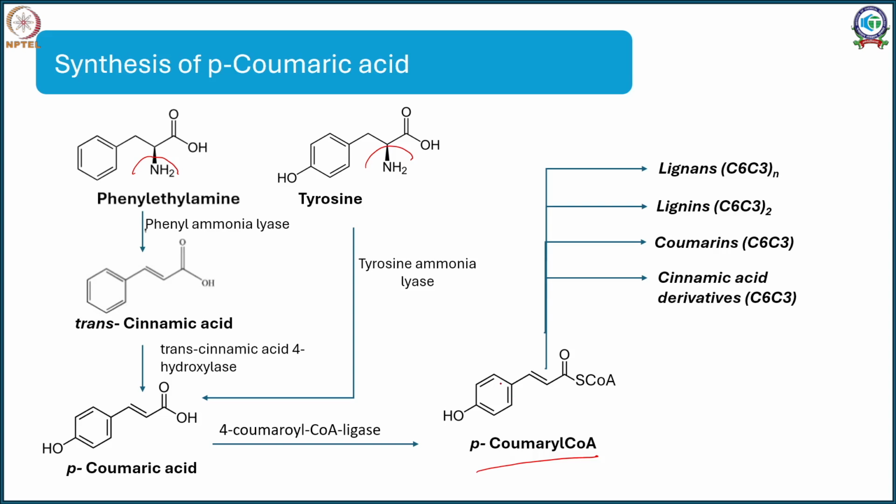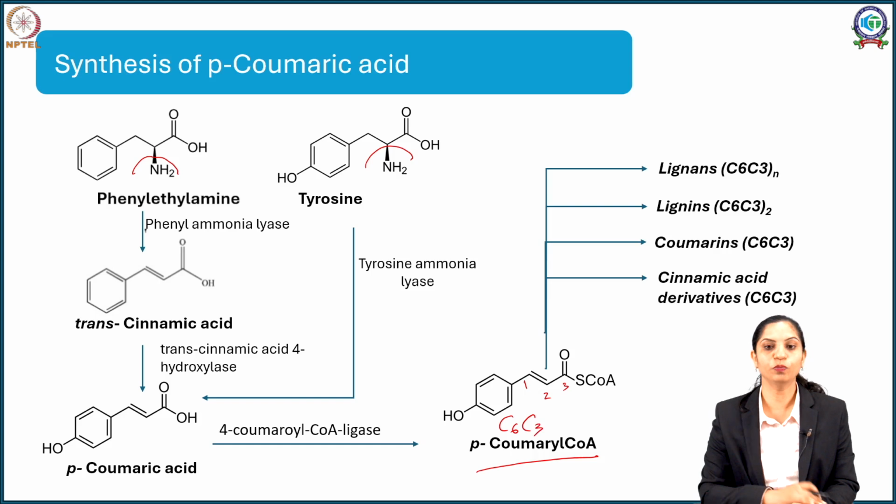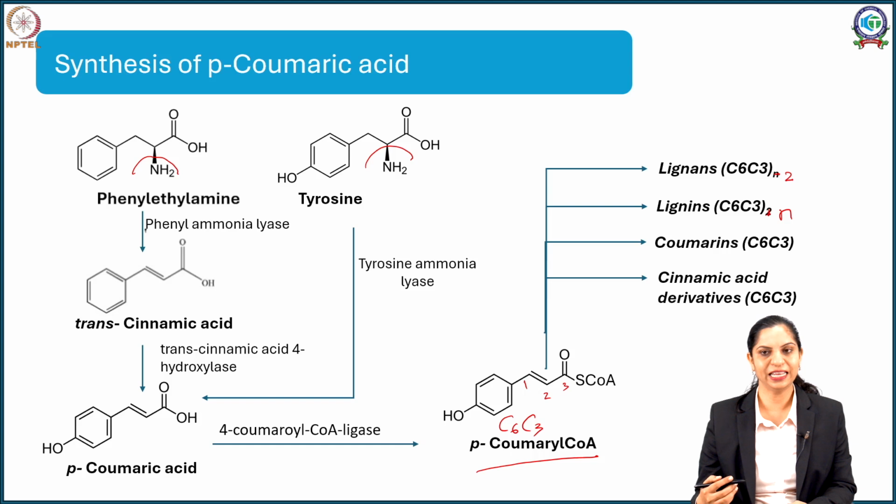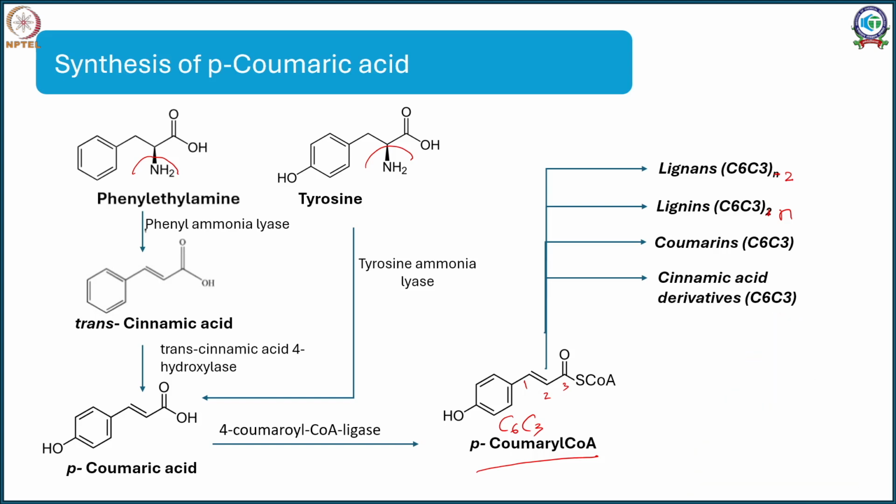Now if you see that in terms of skeleton, you have your C6, which is your phenyl ring, and you have your 1, 2, 3, C3. So all your C6-C3 derivatives can be made from this coumaryl-CoA via different enzymatic pathways. The important compounds that we get from this are your lignans, which are C6-C3 times 2, and lignins, which are C6-C3 times n. That is, lignins are nothing but polymers of C6-C3. So you take C6-C3 and just multiply it n times, and you will get your lignins. You can get compounds such as coumarins which show fluorescence, and you can get cinnamic acid derivatives which show very good defensive action because of their acidic nature.